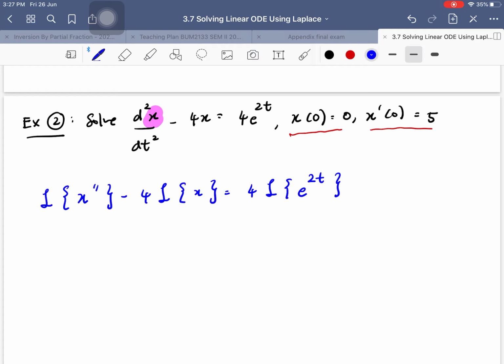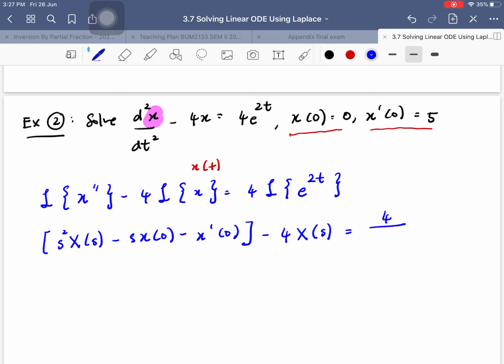So Laplace of x double prime, according to the formula, is going to be s squared capital X of s minus s x of 0 minus x prime of 0. This is the formula, please refer to the appendix. And minus 4 here again, this is not just x by itself, this is actually x of t. When you Laplace that, it becomes a new function capital X dependent on s. On the right hand side, when you Laplace transform this, you will get 4 over s minus 2. It's 4 multiplied by 1 over s minus 2.